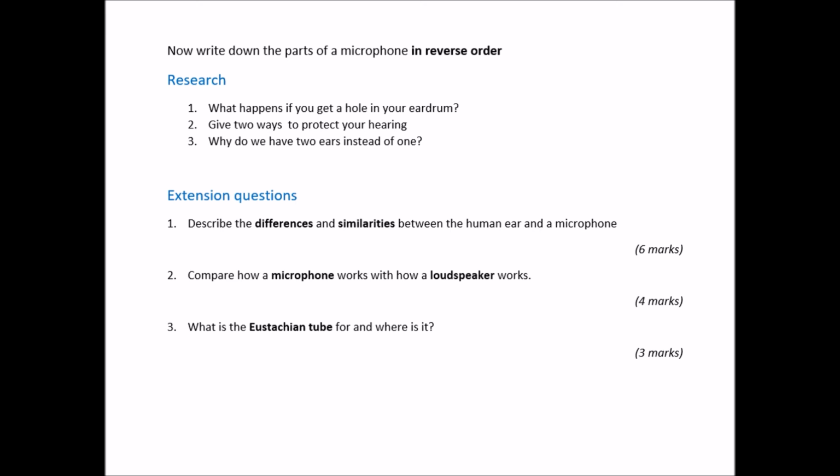Then can you research, please, these 3 questions? What happens if you get a hole in your eardrum? Give 2 ways to protect your hearing. And why do we have 2 ears instead of 1?